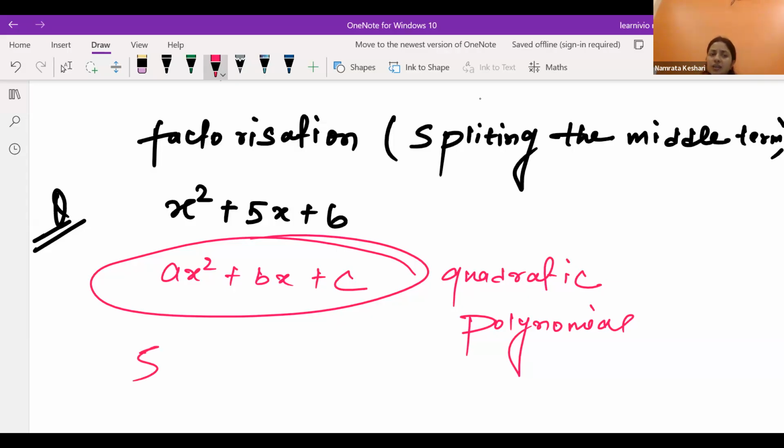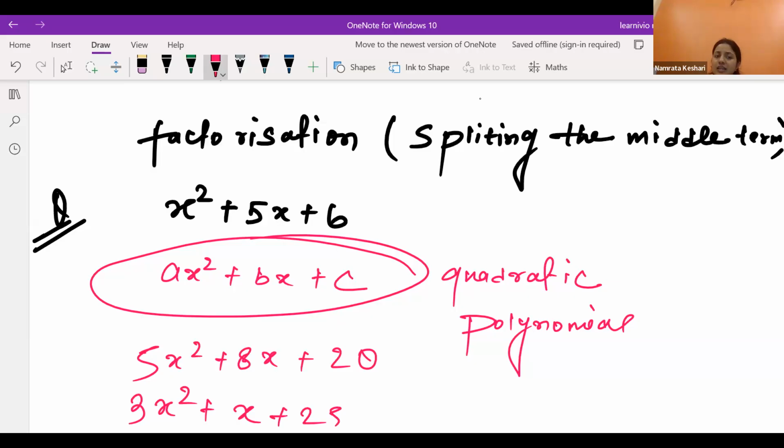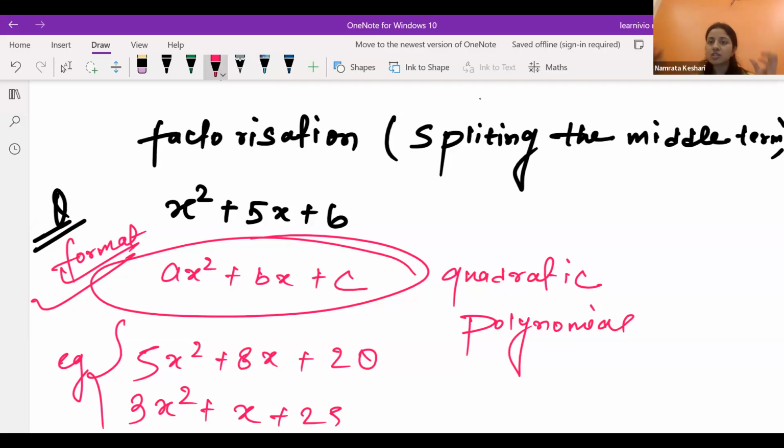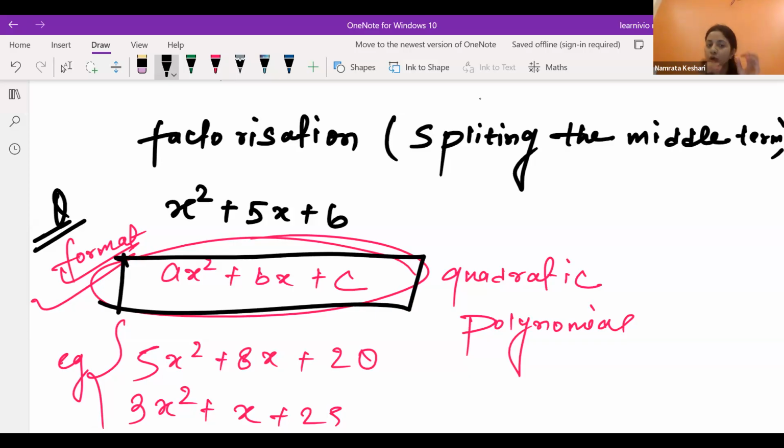And the example can be anything. 5x square plus 8x plus 20, or maybe 3x square plus just x plus 25. These are proper examples, and this one is just the format. Format means I will take a mold from the market and put chocolate in that mold, and that mold will give me a teddy bear shaped chocolate, or so many different animal shapes. I will pour the chocolate in the mold and end up getting different shapes of chocolate. So this is just like a mold, just like a format. Making sense? Here whatever you want you can put as a, b, c, and you will end up getting a polynomial, that is a quadratic polynomial. Are you getting it?